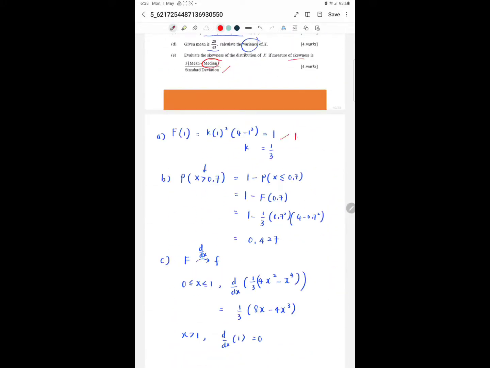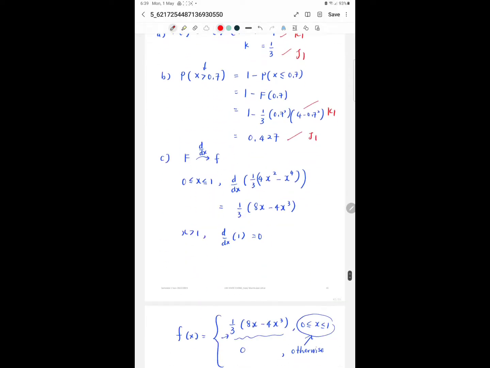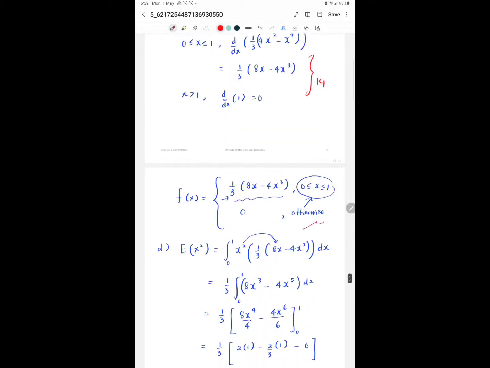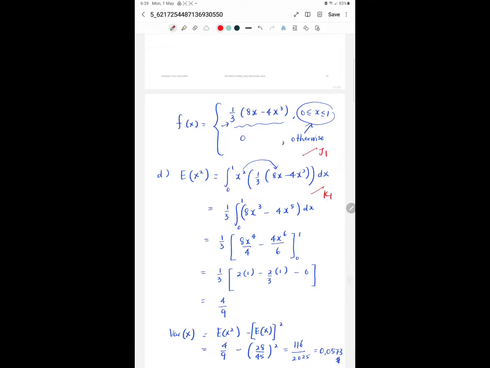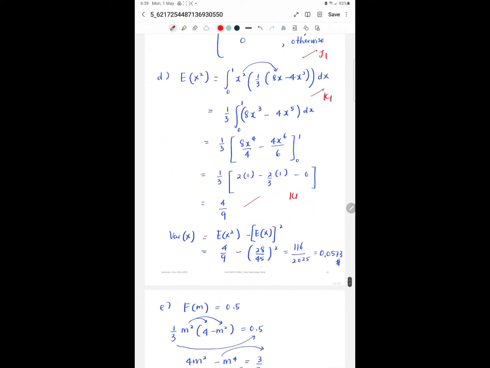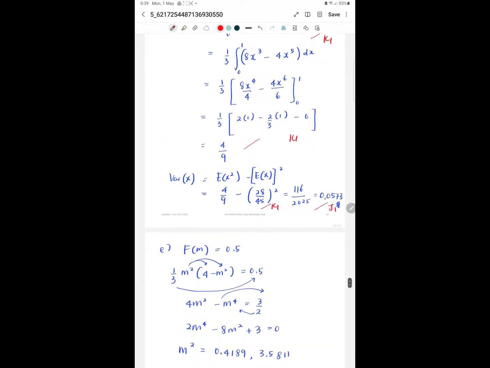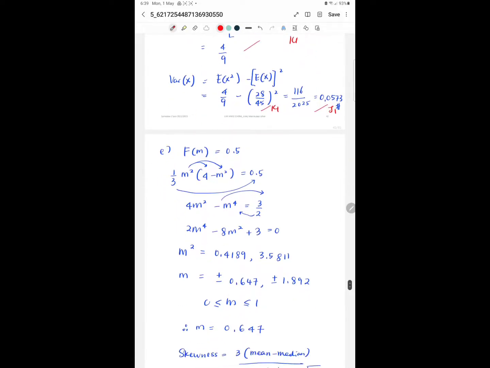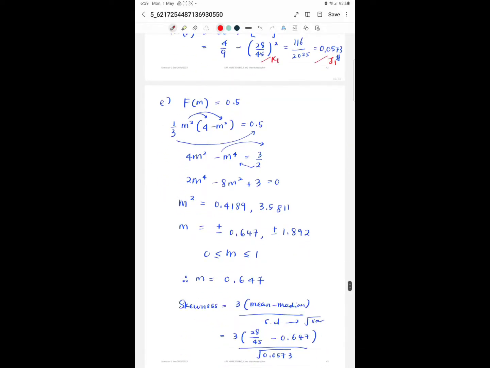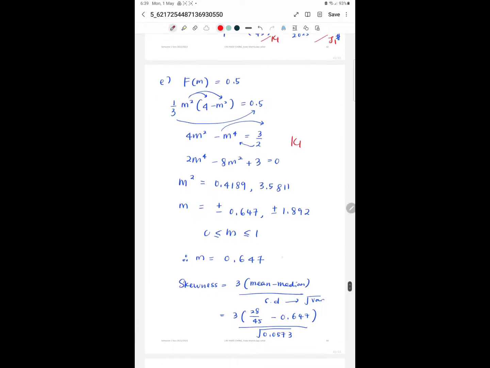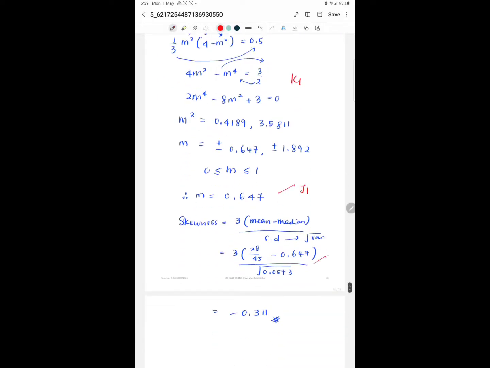So again, to look at the marks. Now the marks given here are K1, J1, and then question B, K1 when we substitute 0.7 into F. Right? Question C, K1, differentiate, and then write the function J1. Question D, 4 marks, so find E(X squared) K1, you get 4 over 9 K1, substitute into the formula of variance K1, final answer J1. So to find E, the median will be K1, get the value of the median J1, the skewness K1, and then the final answer for skewness J1.